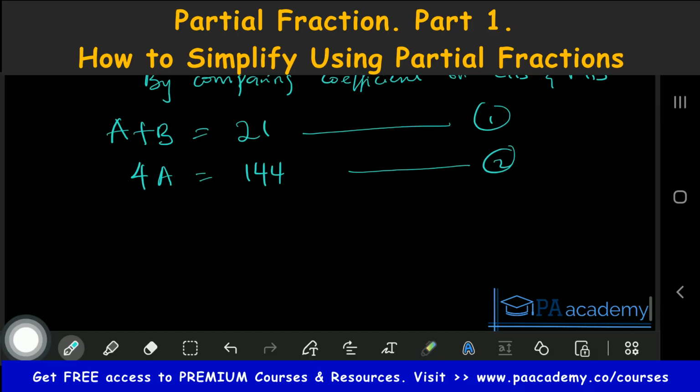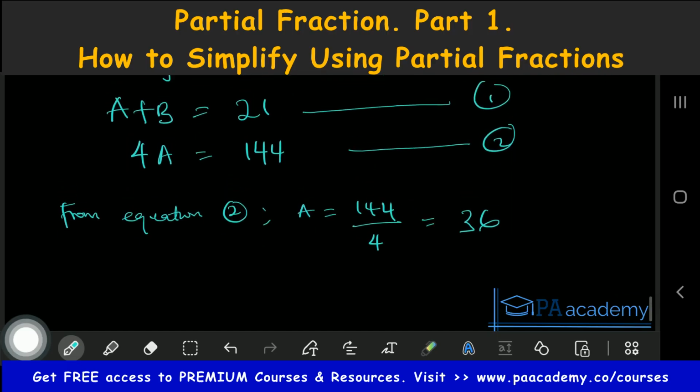So what we are going to do is that we are going to solve equation 1 and 2 to get the value of a and b. All right. So your question can come in form of simultaneous equations. It can come as simple as this. So what we'll do is we can say that from equation 2, that means our a will be 144 divided by 4. All right, and if you do that, 144 divided by 4 will give you 36.